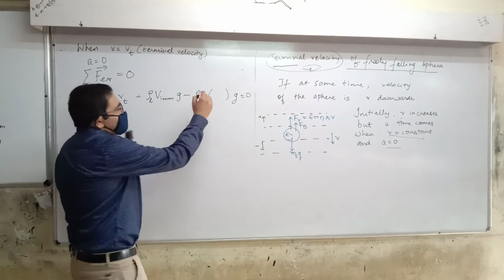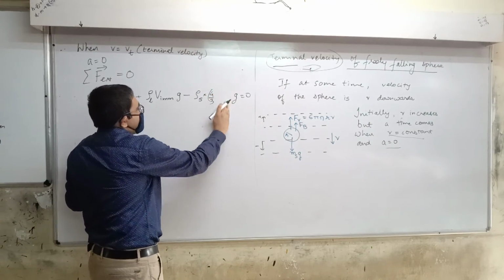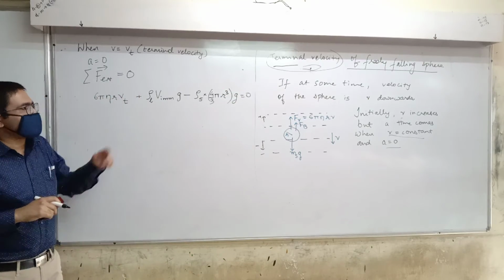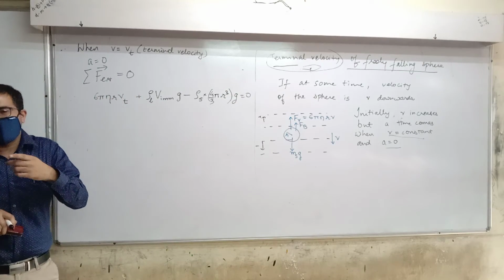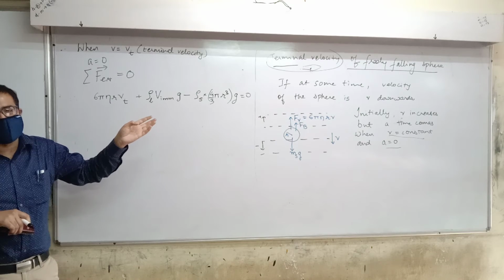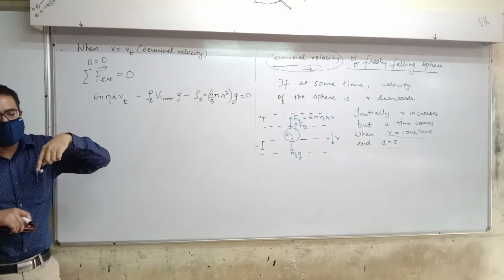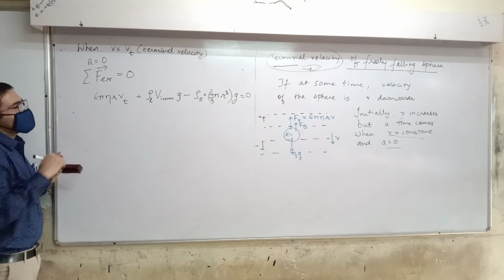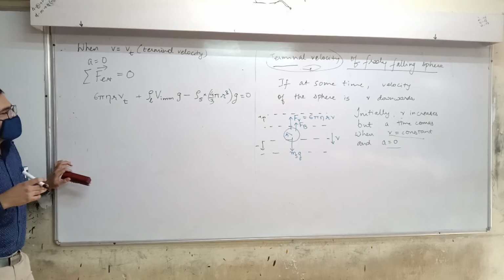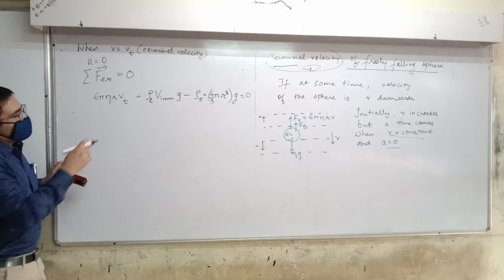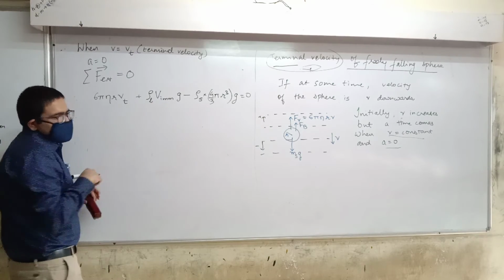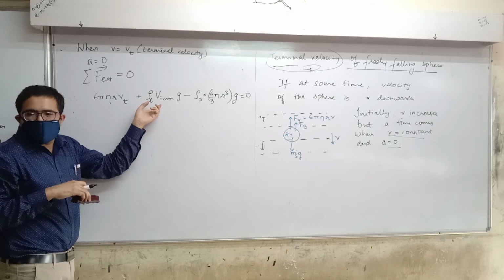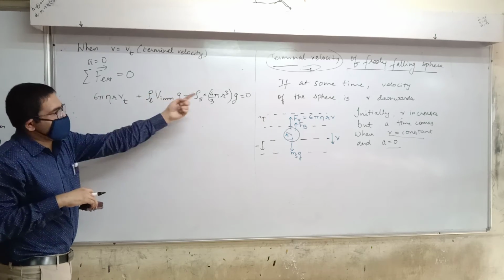So here, 4/3 pi r cube. That's the volume of the sphere. I did send you the list. Okay, so here, what should we write for volume immersed? What should we write for volume immersed? Volume of sphere. Same will come here.